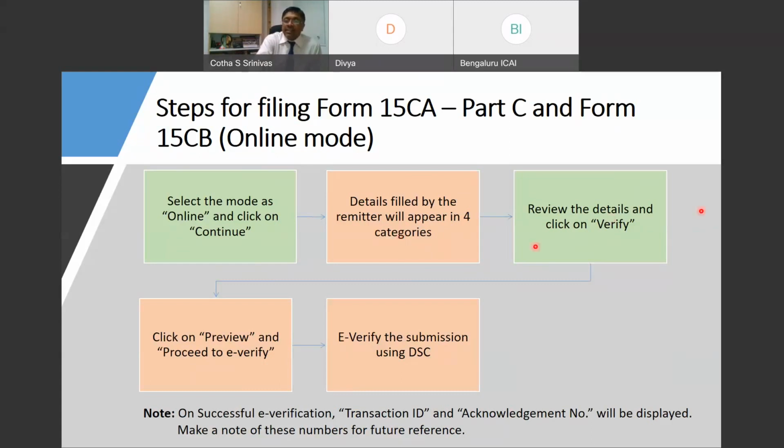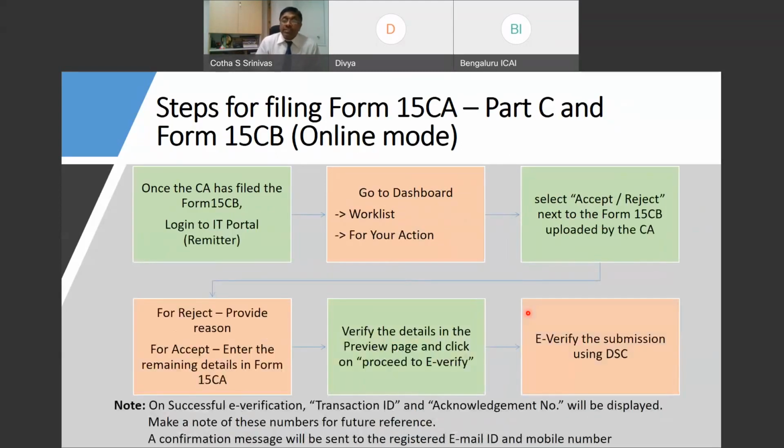Review the details and click on verify. So you may have to review all those details. You have to click as verify, click on preview and proceed to e-verify. E-verify the submission using DSC. Here compulsory DSC has to be done. On successful e-verification, transaction ID and acknowledgement number will be displayed. Make a note of these numbers for future reference. Now, 15 CB is done.